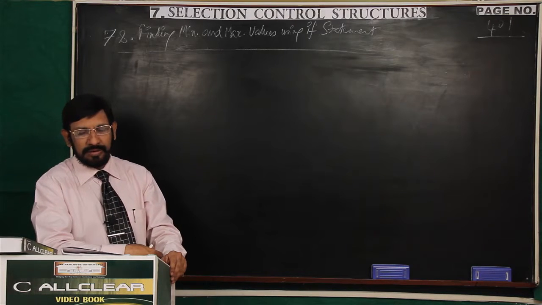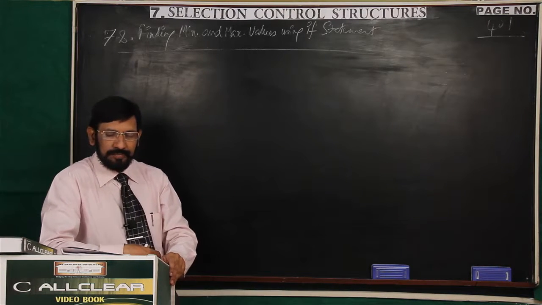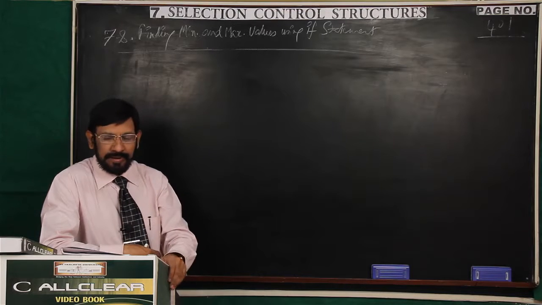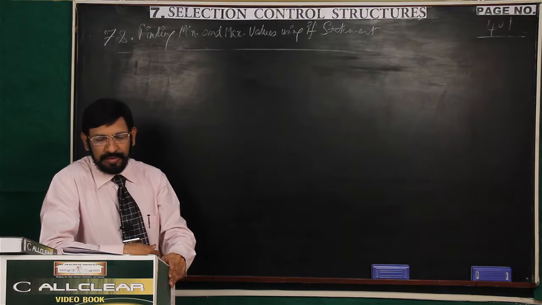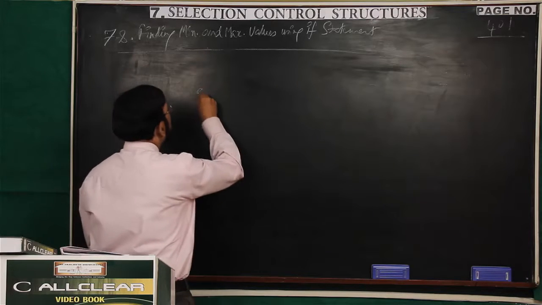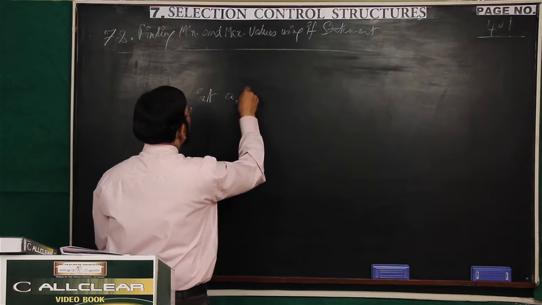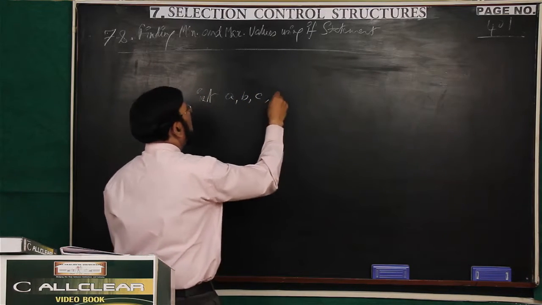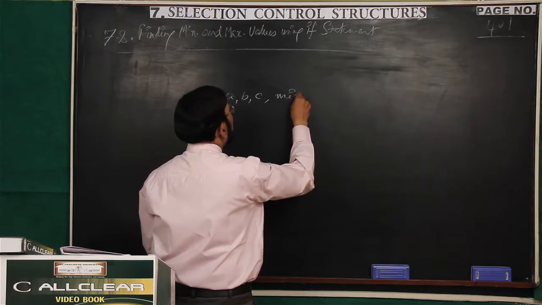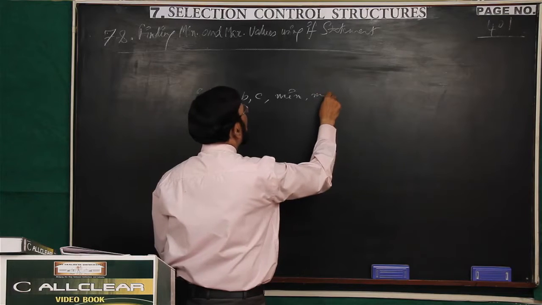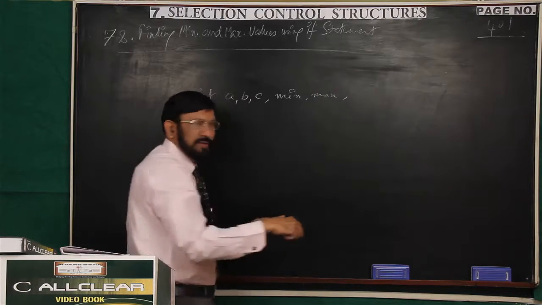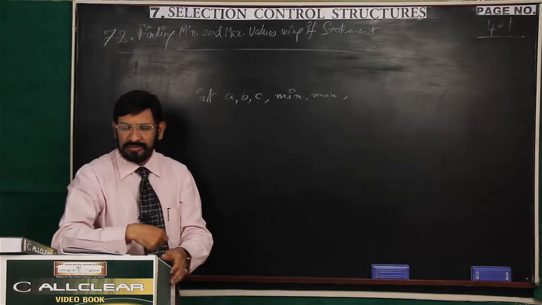Now, here, what is our task? Three integer values we are entering, and we are storing them in A, B, and C. int A, B, and C. We have to evaluate the minimum value among the three and the maximum value among the three. That is our task. Of course, a very simple task.